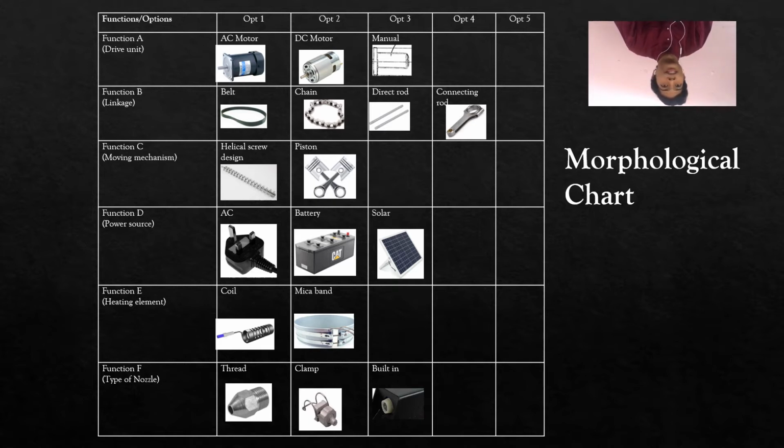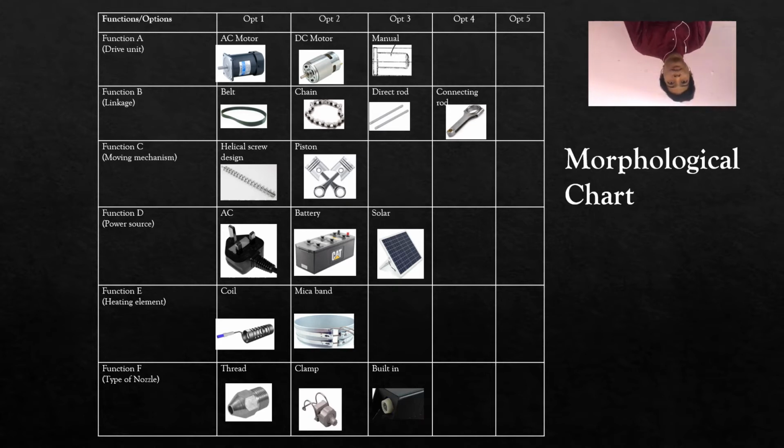Today I will present the morphological chart. In this session we have 6 functions, which are A, B, C, D, E and F. In function A, which is the drive unit, we have 3 options: AC motor, DC motor and manual. In function B, linkage, we have 4 options: belt, chain, direct rod and connecting rod.